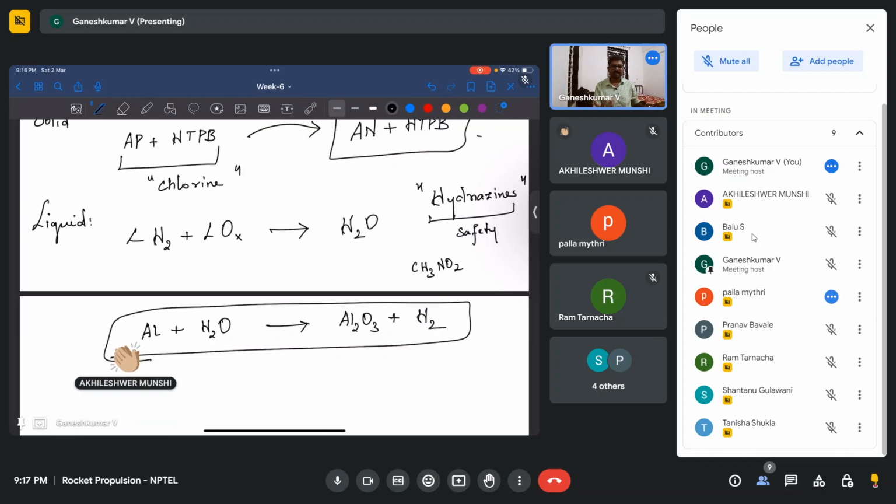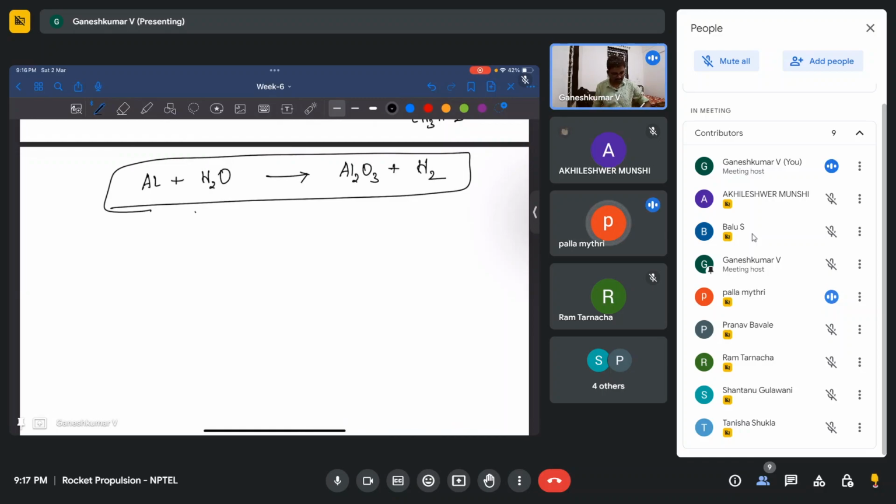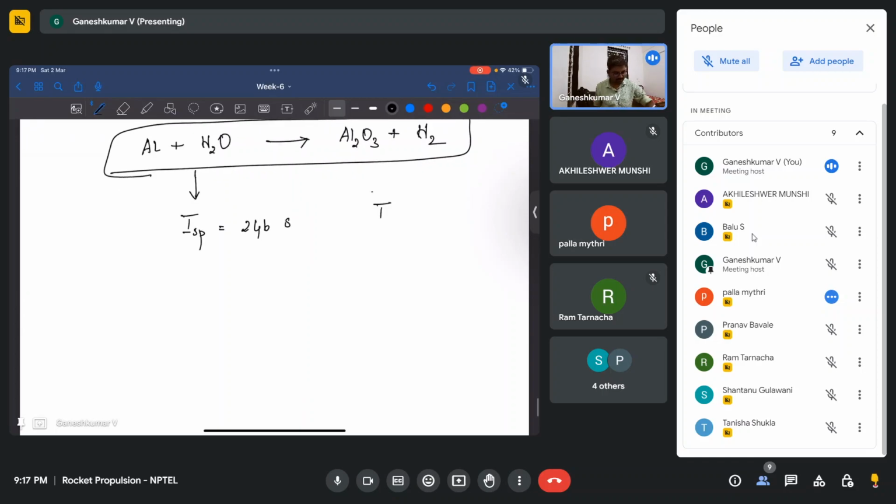Even though it promises higher theoretical performance, if I try to find the ISP of this, it is around 246 seconds. The ISP of AP-HTPB propellant is around 270 seconds, 269, around that. So this is comparable. It's not a huge difference in terms of ISP, but getting an improvement of even 10 seconds is a very big deal in terms of ISP.